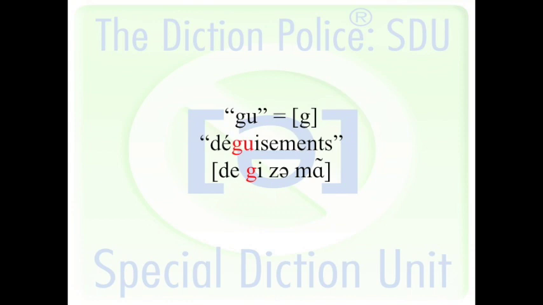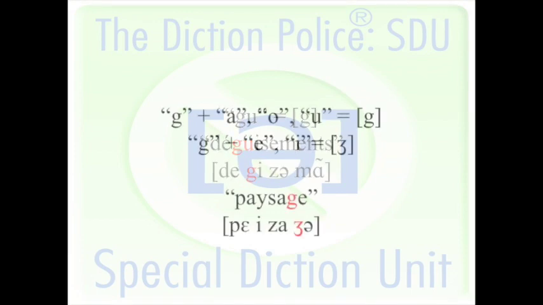Exactly. G in French can be either G or J. If G is in front of A, O, and U, it will be G. If G is followed by E or an I, it will sound J, like we have here in the first line, paysage. But if you have G, U in front of I or E, then it becomes G again. So it hardens it up just like the H would in Italian.